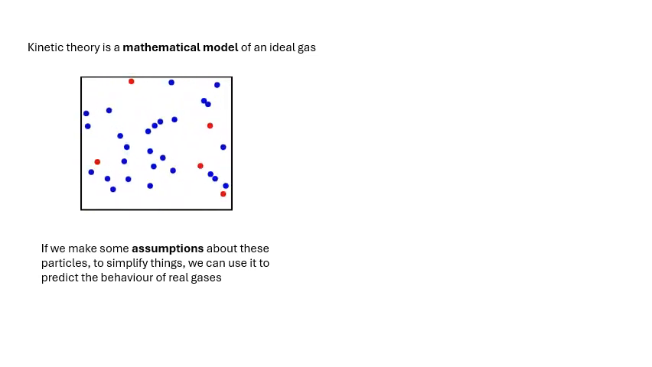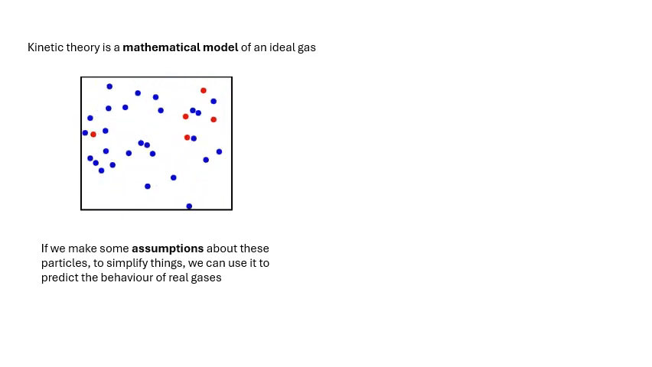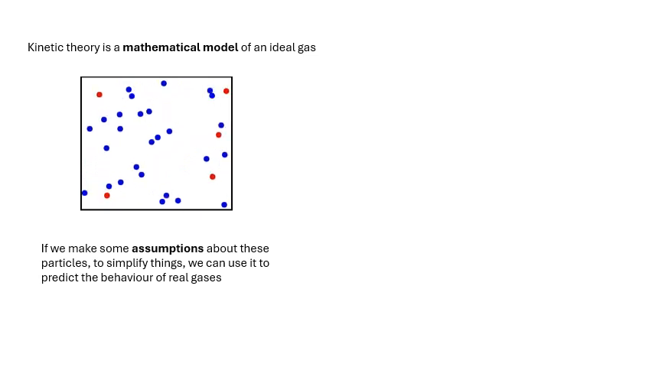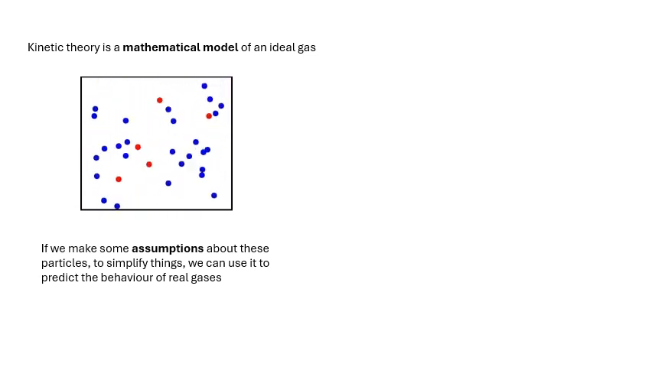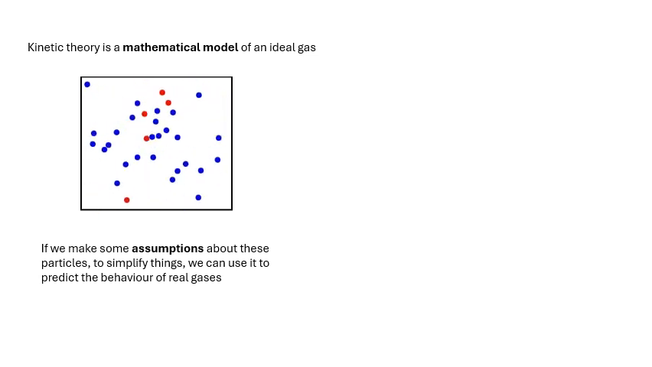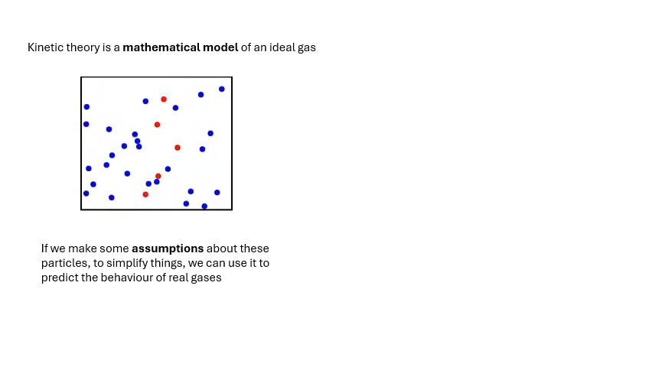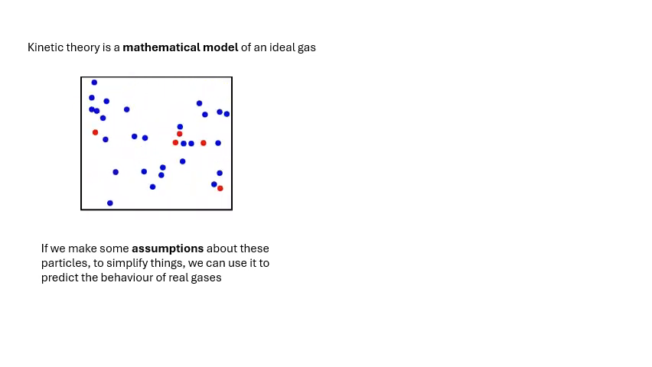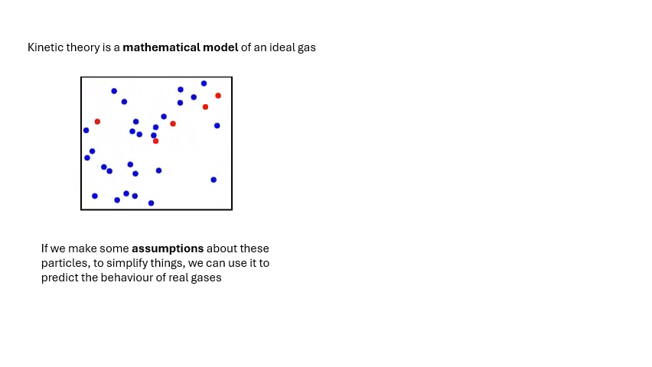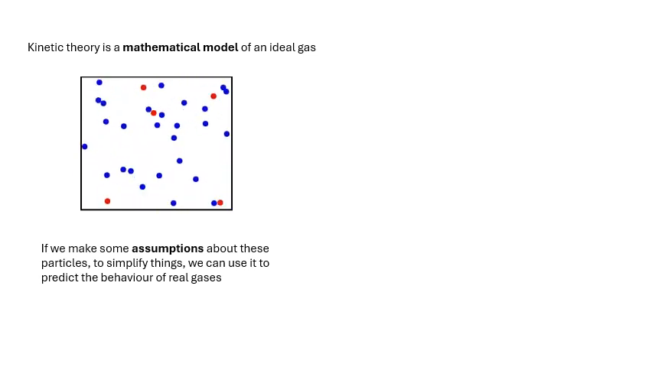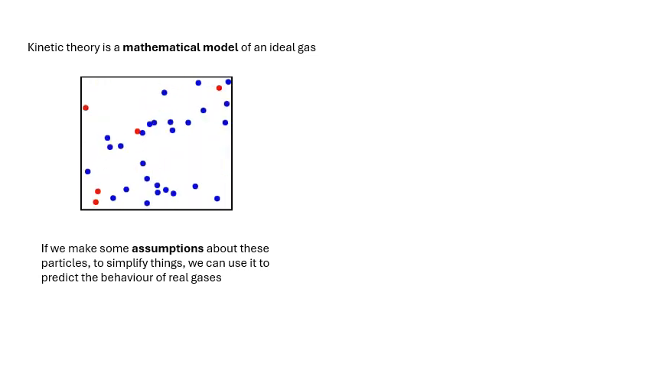And that mathematical model is called kinetic theory. Kinetic theory is a model of a gas, of an ideal gas. Now, real gases, like the air in the room that you're in, they behave pretty much like an ideal gas, except at very high temperatures, very high pressures. An ideal gas, you should know, is one that obeys Boyle's law. That's the definition of an ideal gas.